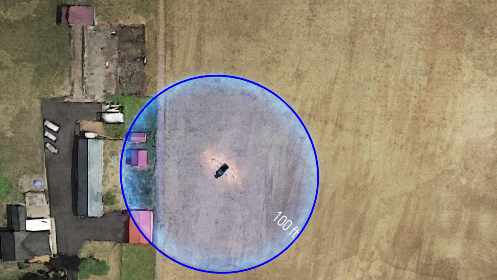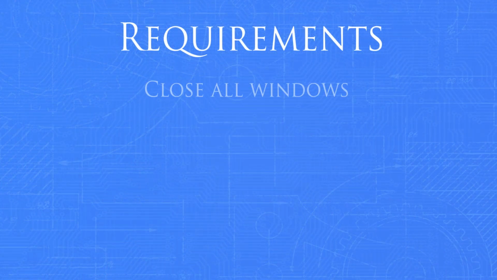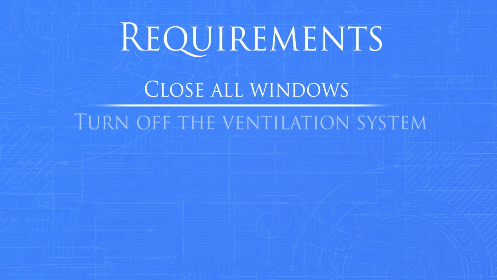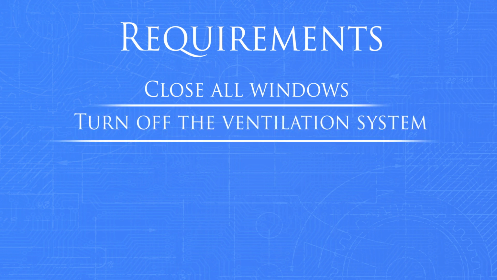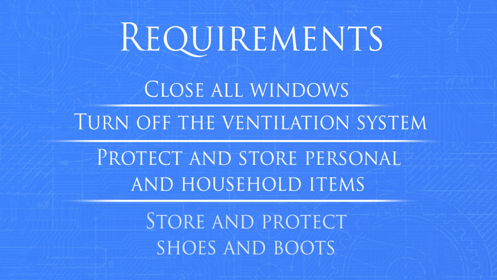Any agricultural structures that can be occupied within that 100-foot radius have to be either evacuated or people can shelter in place. Whether you shelter in place or evacuate, you still must close all the windows, shut down the ventilation system including any air conditioning or air intake systems, protect and store personal and household items, and shoes and boots.